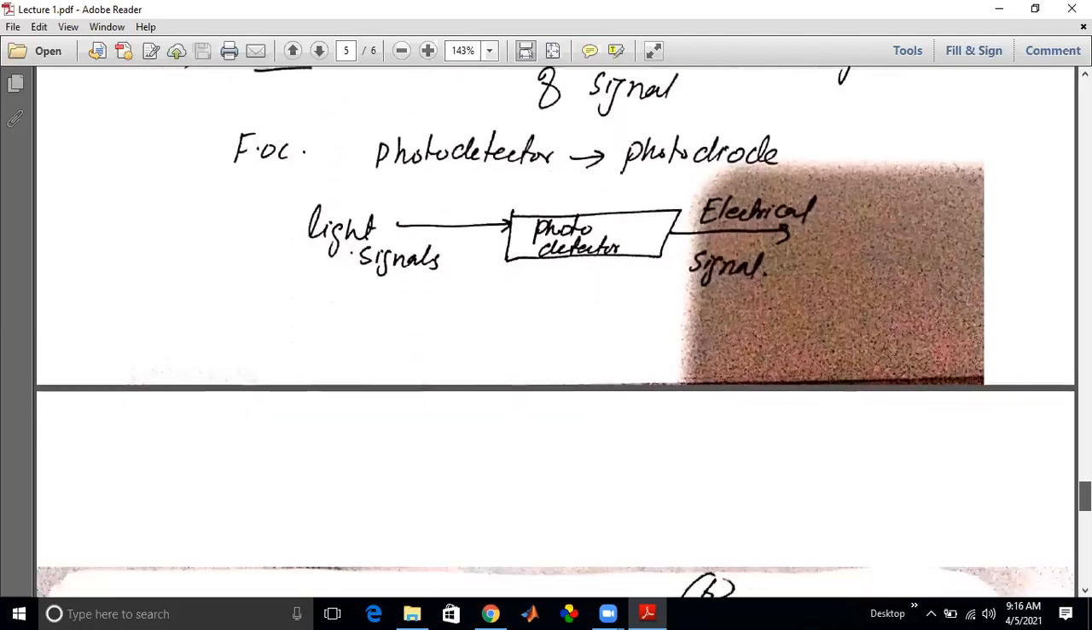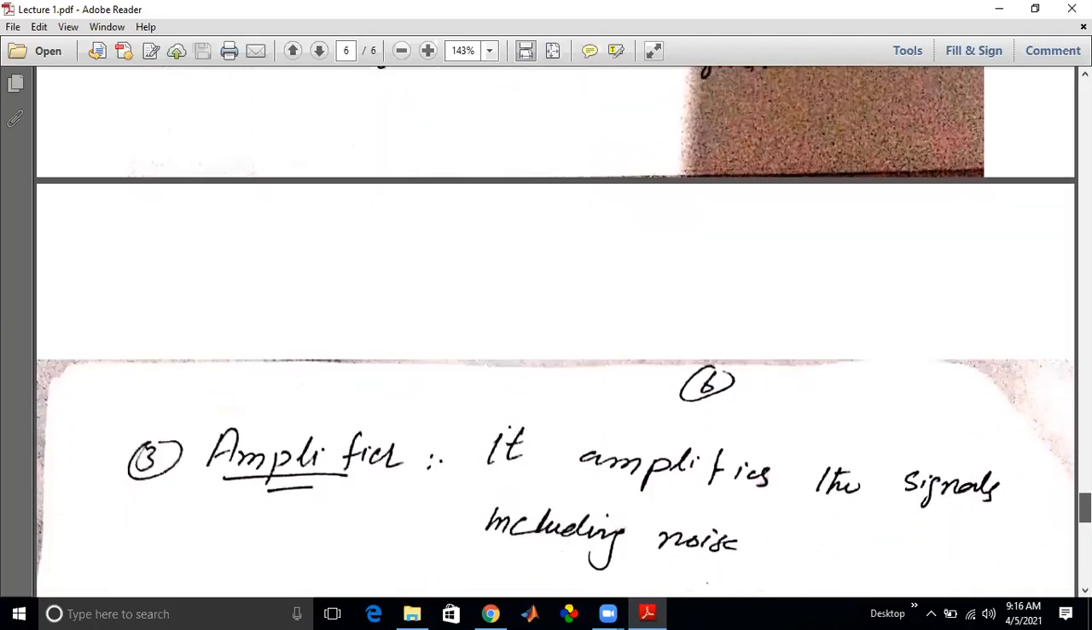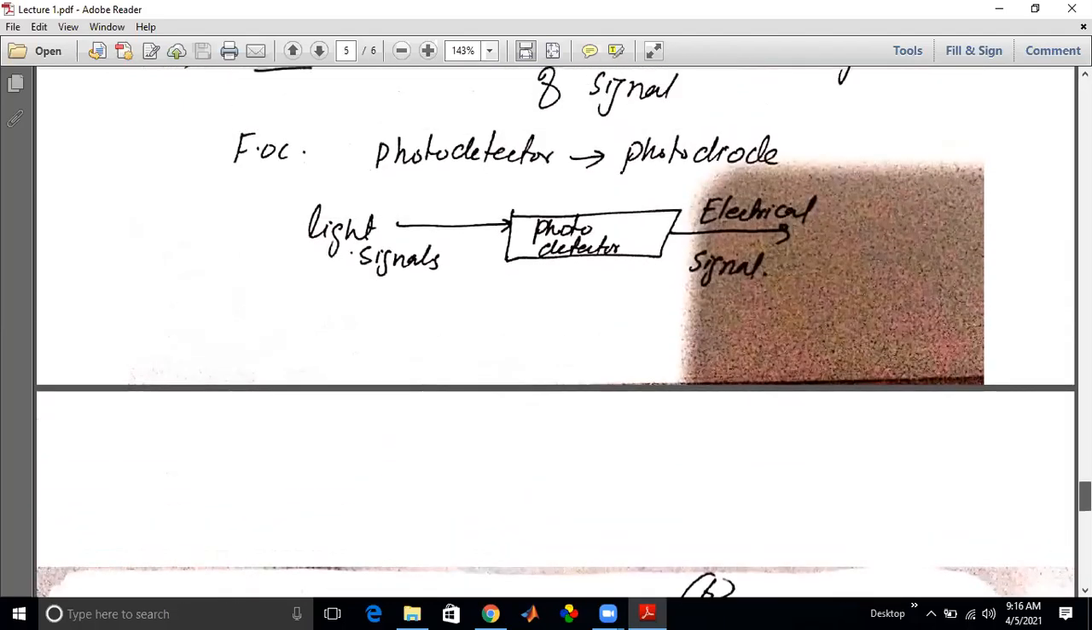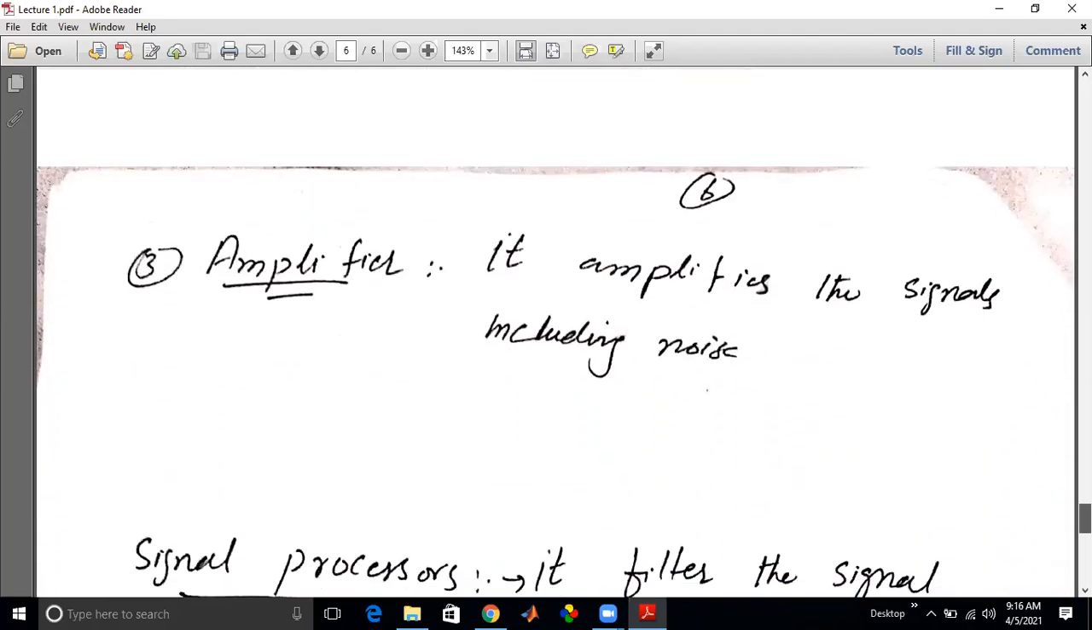Now the coupler received the signal and the detector detects the signal. In this signal there will be noise and the message signal, so we will pass it through the amplifier, which amplifies the signal including the noise.